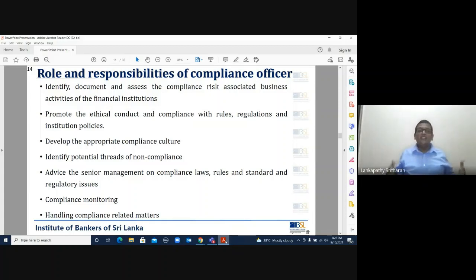So what the compliance officer has to do is, first, identify, assess and document the compliance risk related to each and every business activity of the finance institution. First thing they have to do is identify and assess. So in a bank and finance institution, it is the duty of the compliance officer to identify, assess and document the compliance risk associated with its business activity. First one. The second one is promote the ethical conduct and compliance with the rules, regulations, and institution policies.